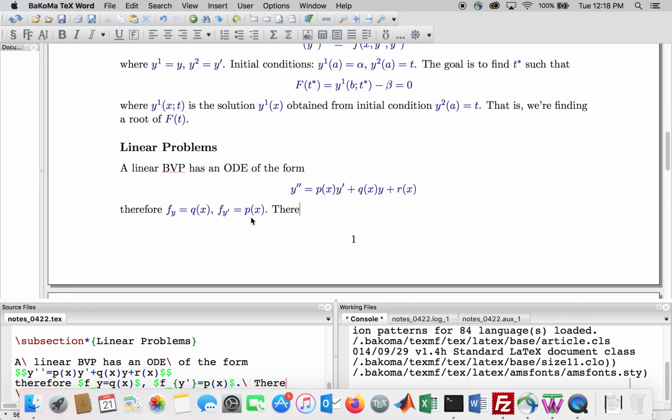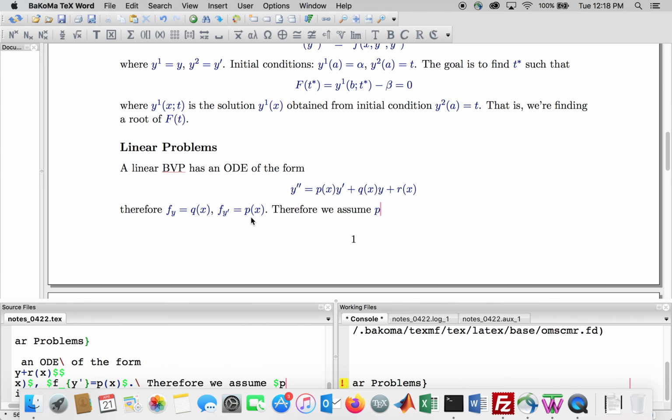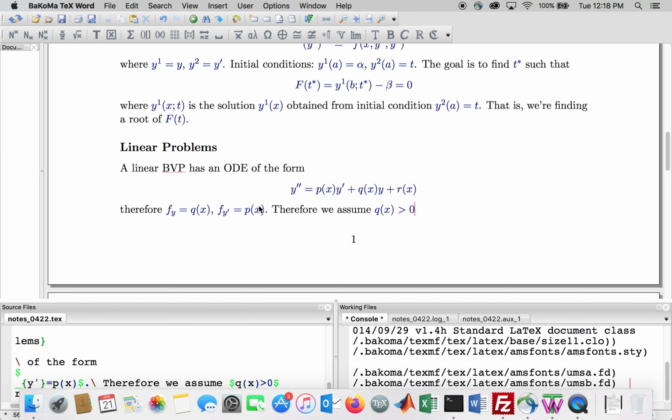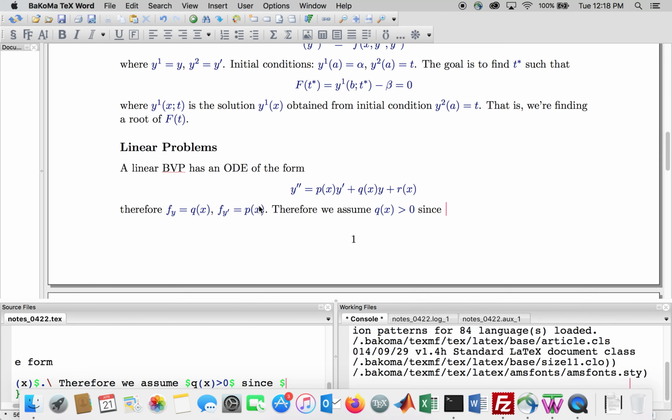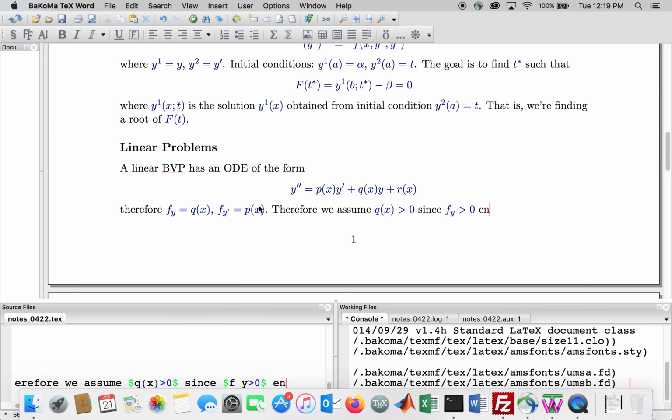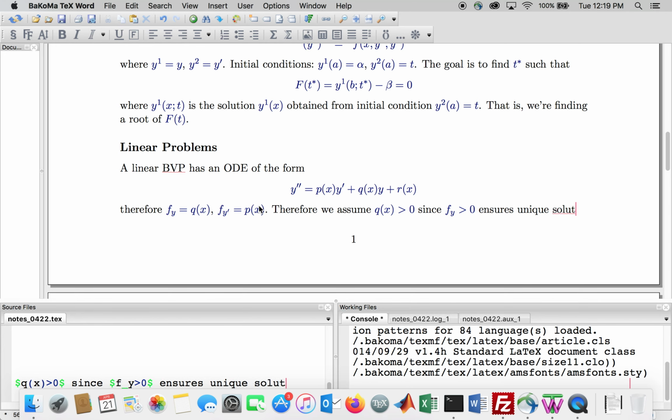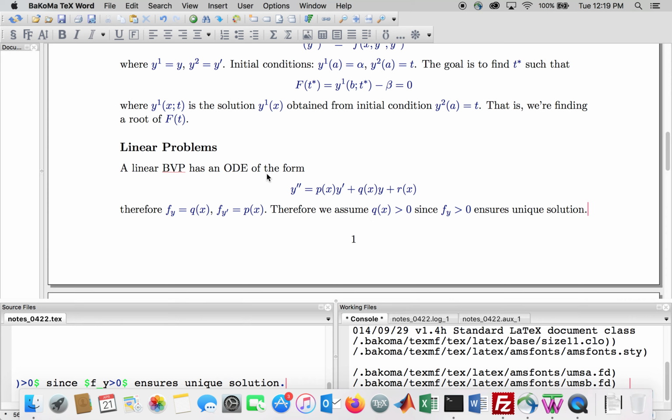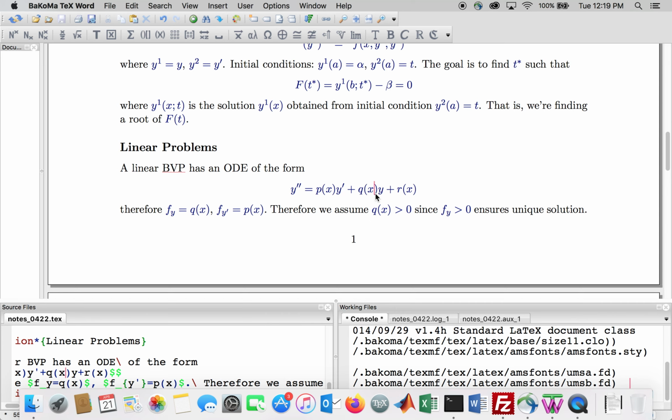Therefore, we're going to assume that q of x is positive. Sorry, I apologize, I keep getting y and y prime mixed up here. Q of x is positive, since df dy being positive ensures that we have a unique solution, as I mentioned at the very beginning. So this coefficient must be positive. This coefficient, p of x, at least has to be bounded to guarantee a unique solution.